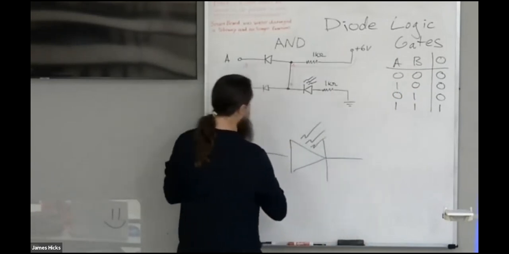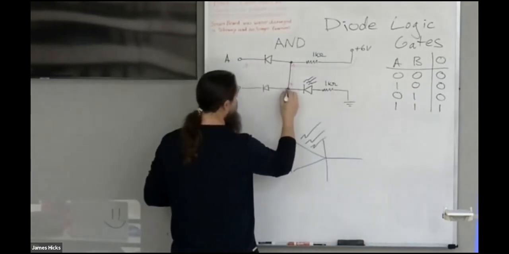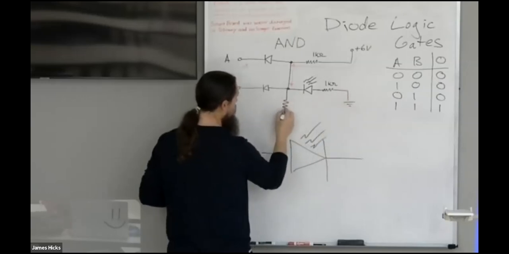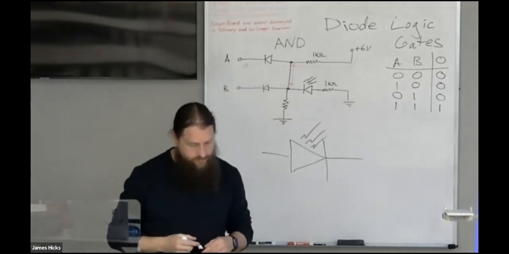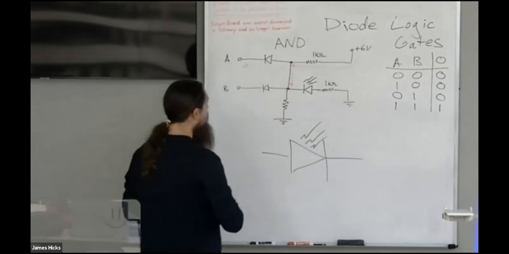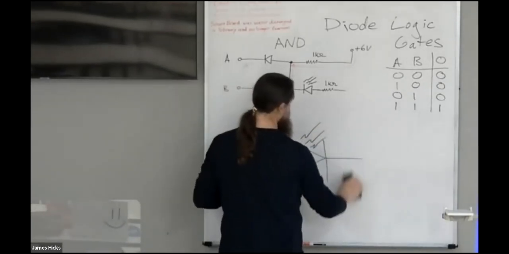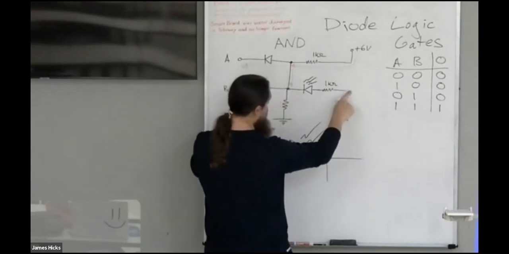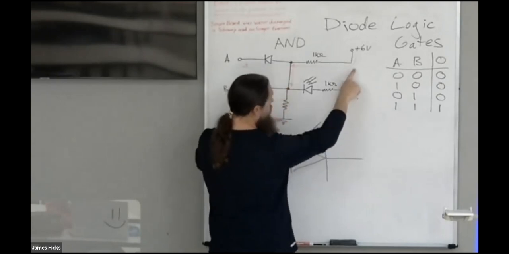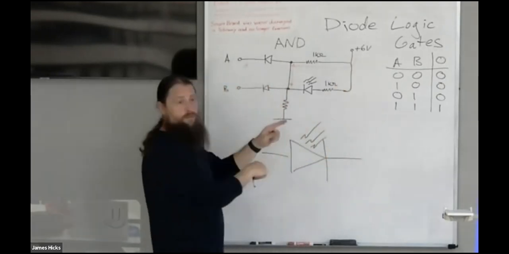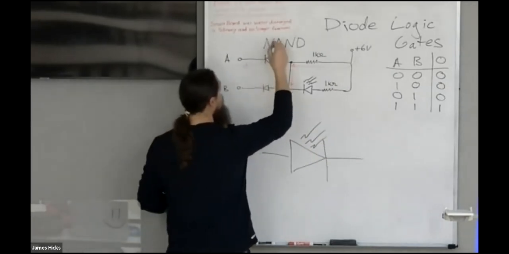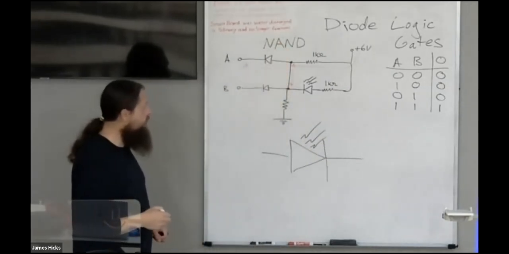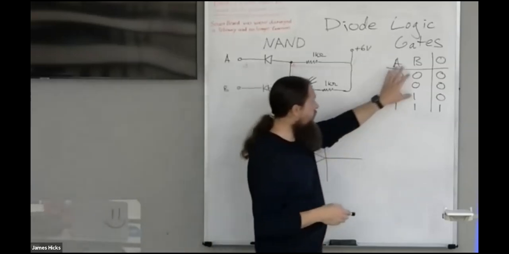And you have to do one more thing. This ground needs to be on the other side of the element. So the ground that was back here, the front side that was positive. That's a diode NAND gate, and its truth table would be the exact opposite.